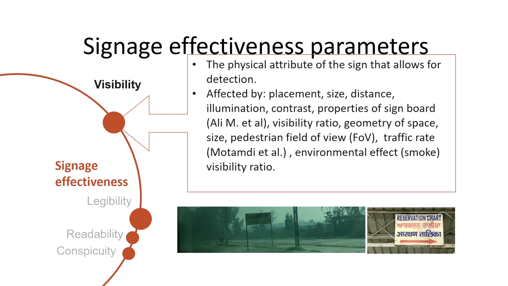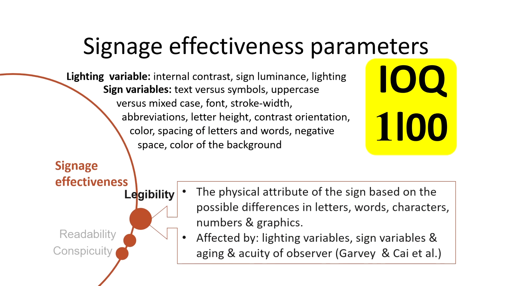For example, a brightly lit sign positioned prominently along a busy street is more likely to grab the attention of passersby compared to a smaller, less conspicuous sign tucked away at the corner. Let's talk about another factor, which is legibility.